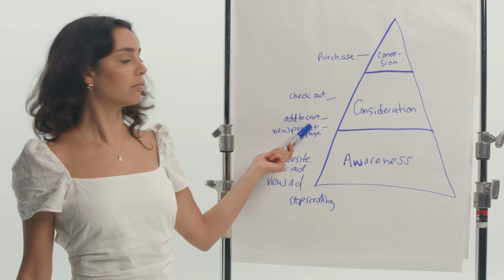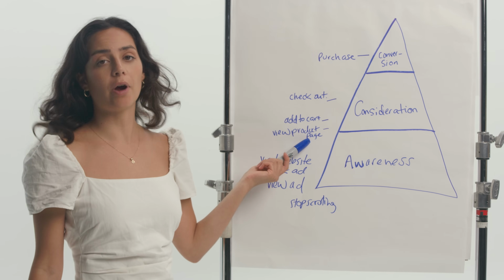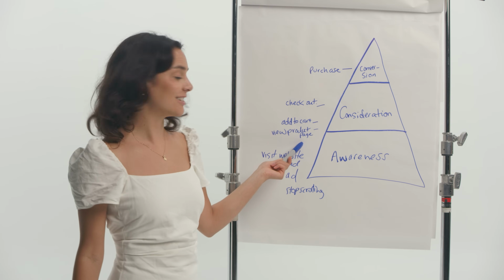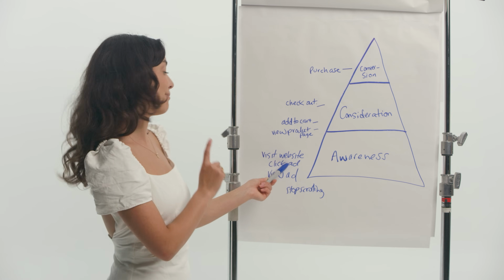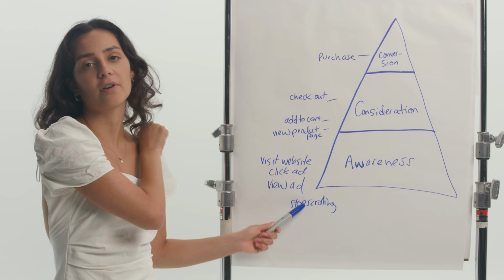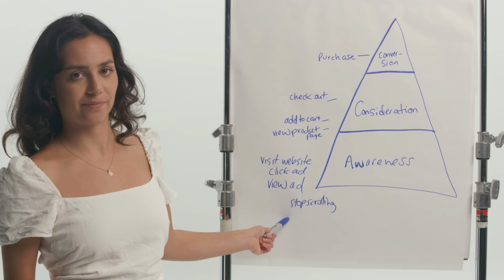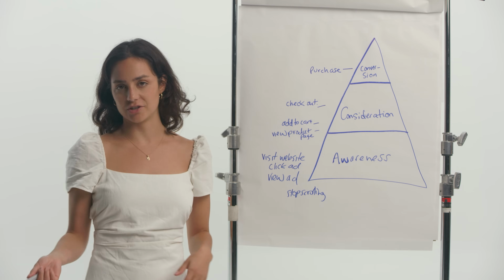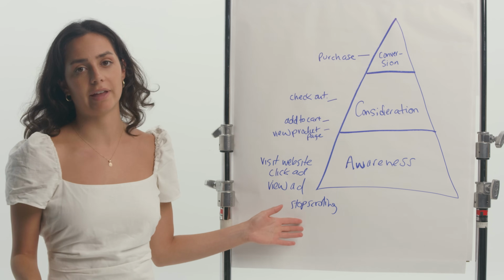And then before that, they need to view your product page. Before that, they need to visit your website first. And before that, they click on your ad. Before that, they view your ad. And before that, you need to get them to stop scrolling. So now it becomes a lot easier to decide what kind of ads you're gonna make for every stage of the funnel that your audience is in.